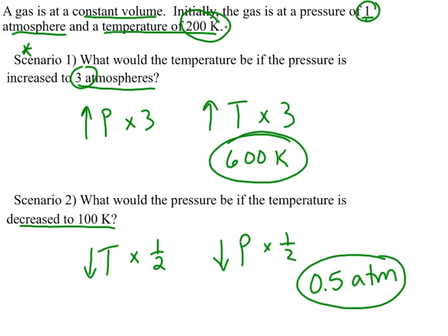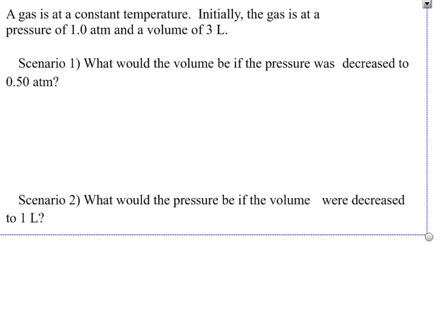All right, let's take a look at the second problem here. Again, no calculators. We are starting with a gas at a constant temperature. So what we're going to see here is pressure and volume changing. Remember, pressure and volume are an inverse relationship. As one goes up, the other goes down. Our initial conditions are that the gas is at a pressure of 1 atmosphere and the volume is 3 liters.